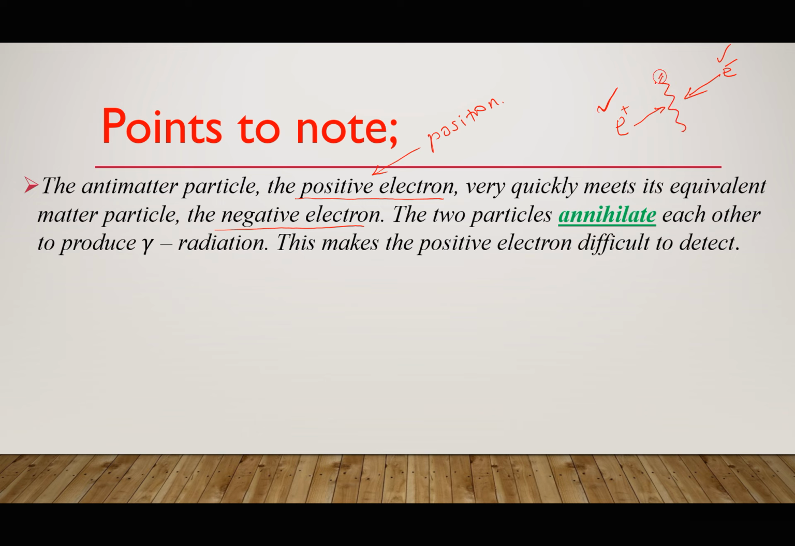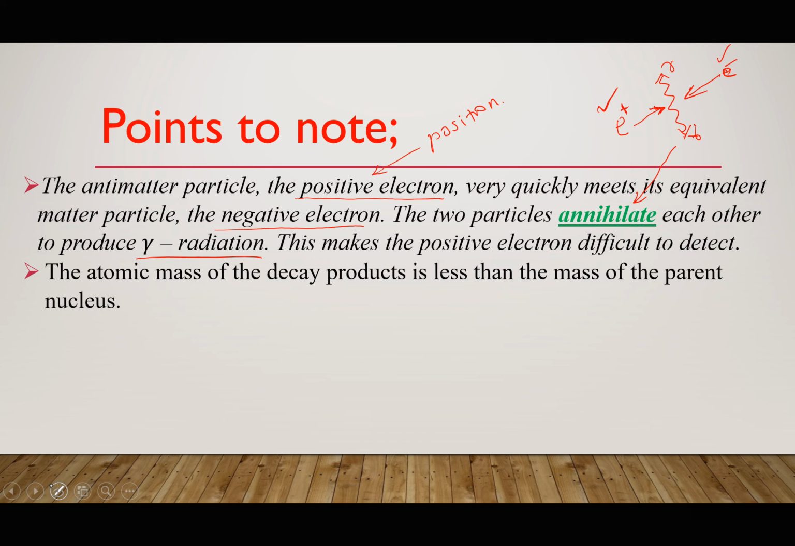When they meet, their mass becomes energy. In fact, their mass is going to give us two gamma photons, as we shall describe in medical physics or in positron emission tomography. The positron, which is beta plus, and the normal electron, which is the negative electron, immediately meet each other and their mass becomes energy in the form of gamma photons. And this is what we are going to call annihilation. They annihilate each other to produce gamma radiation. They will give us two gamma photons. Their mass becomes energy. This makes the positive electron difficult to detect. So the positive electron is normally not easily detected in everyday experiments because, being an antiparticle, it immediately finds its equivalent matter particle and they annihilate, forming energy in the form of gamma ray photons.